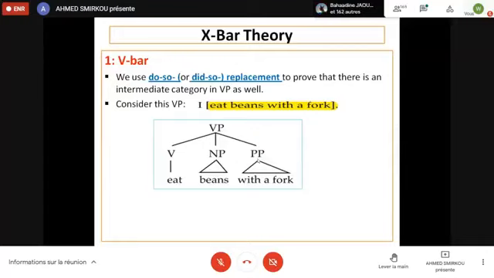So what do we need? Can anyone answer this question? What do we need? It's similar to what we did before. V-bar. Yes, thank you. We need to add a V-bar that includes only eat and beans. Why? Because beans is a complement and with a fork is only an adjunct.